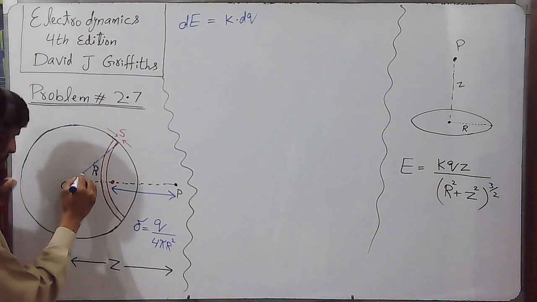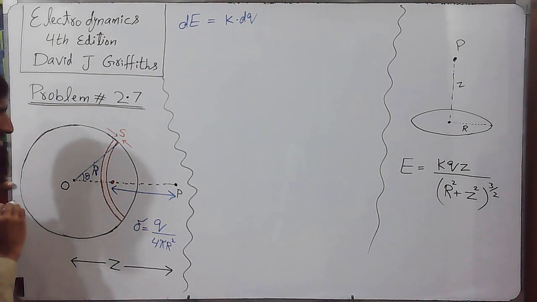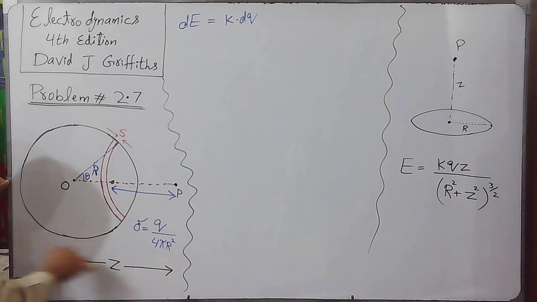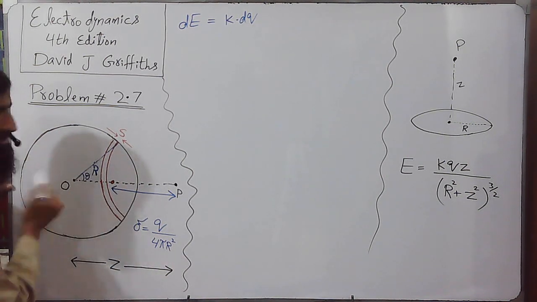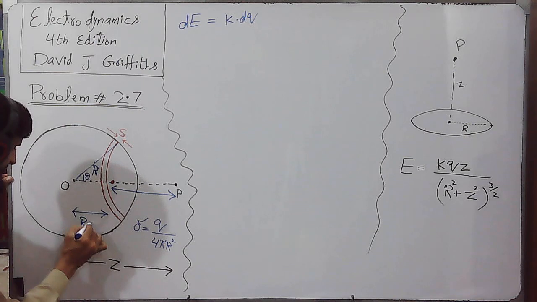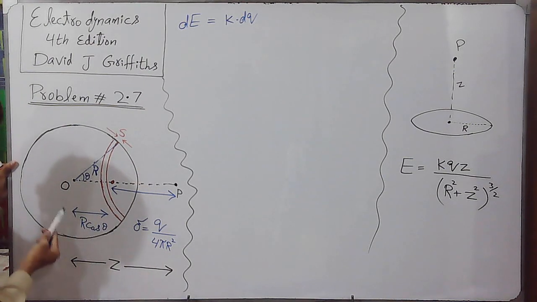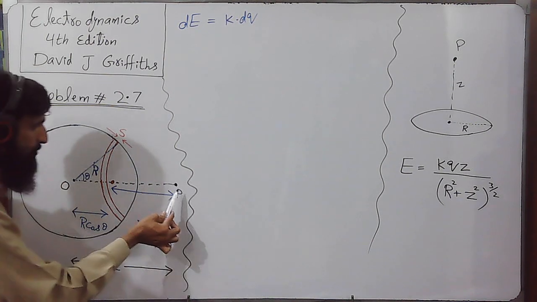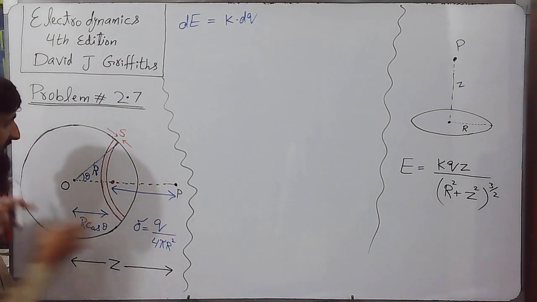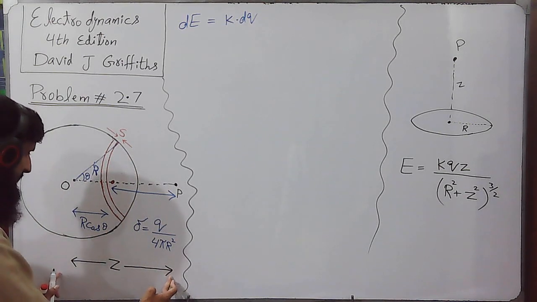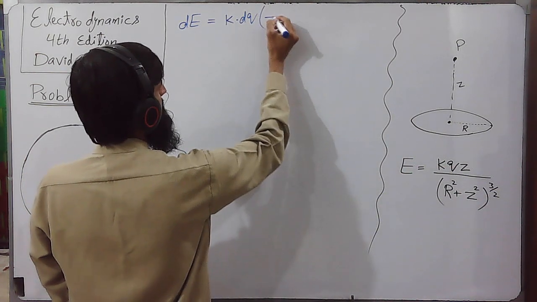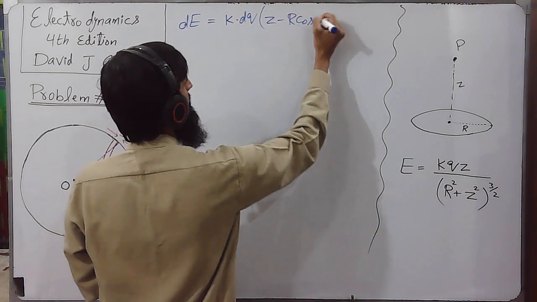First of all, we say that this angle is theta. This angle has been denoted by theta, and this length is the radius of this spherical shell, denoted by r. Now this distance will be r cos theta, and the complete distance from the center of the shell to our point in question is denoted by capital Z. That's why this remaining distance will be equal to Z minus r cos theta. So this z is replaced by Z minus r cos theta.